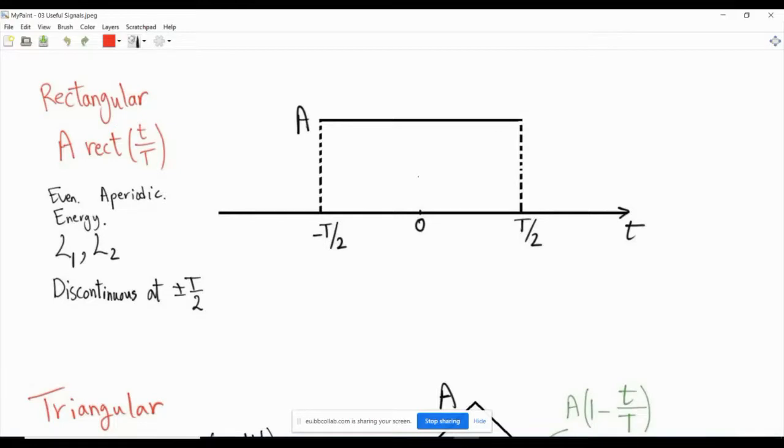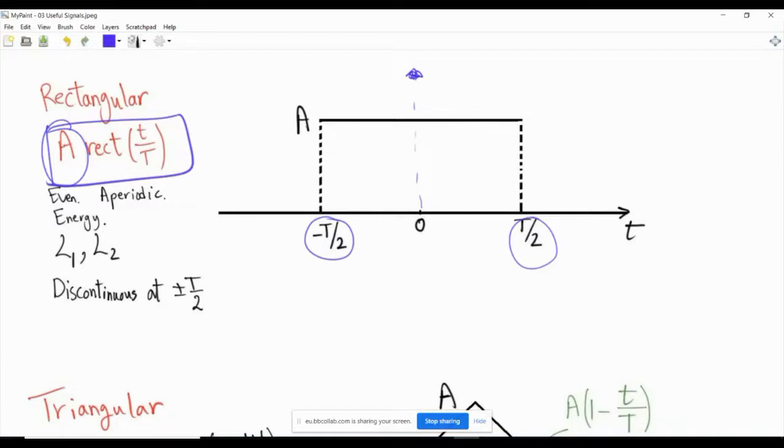So the rectangular pulse, okay, I will write it like this. It is A rect T over big T. So this outside guy is the amplitude. This signal has a compact support, and it is an even signal. Its amplitude is A from minus big T over 2 to big T over 2. Otherwise, it is 0. Of course, the signal is discontinuous at minus big T over 2 and big T over 2. This is a rectangular pulse.